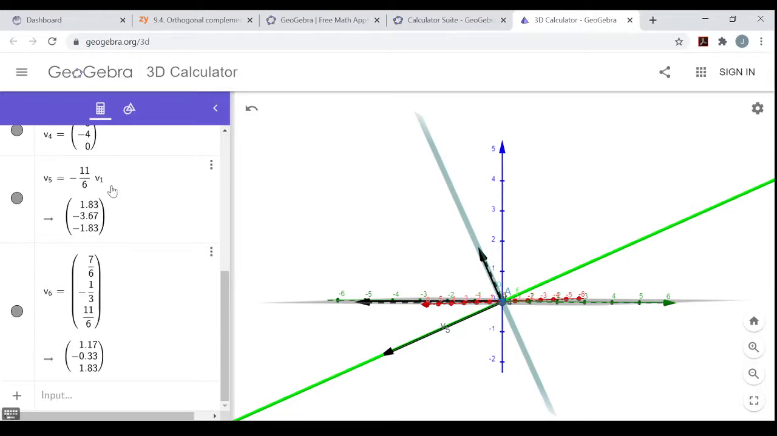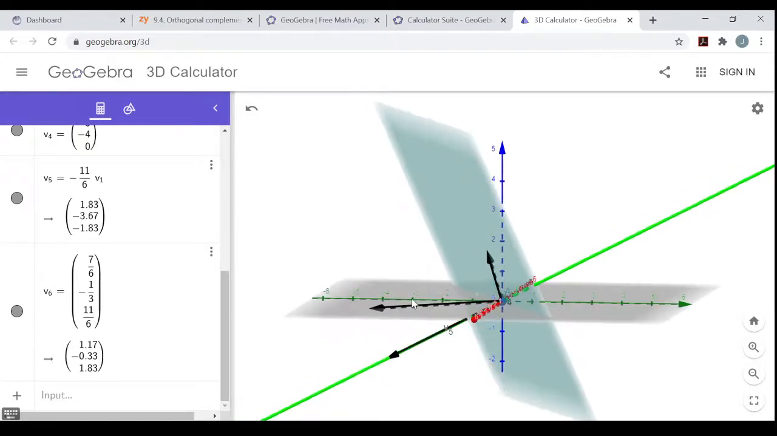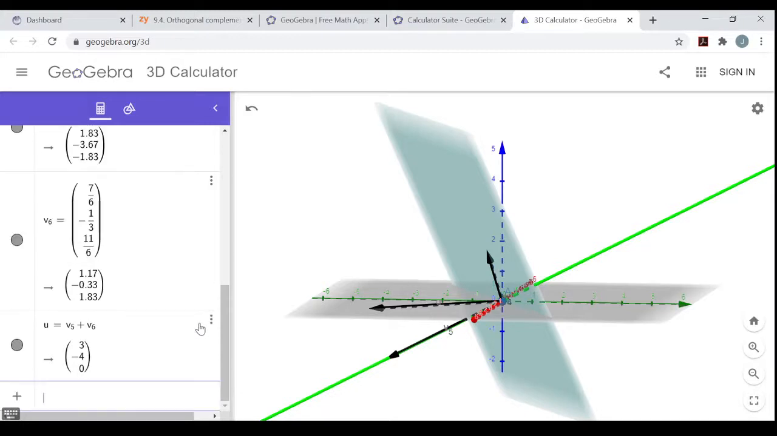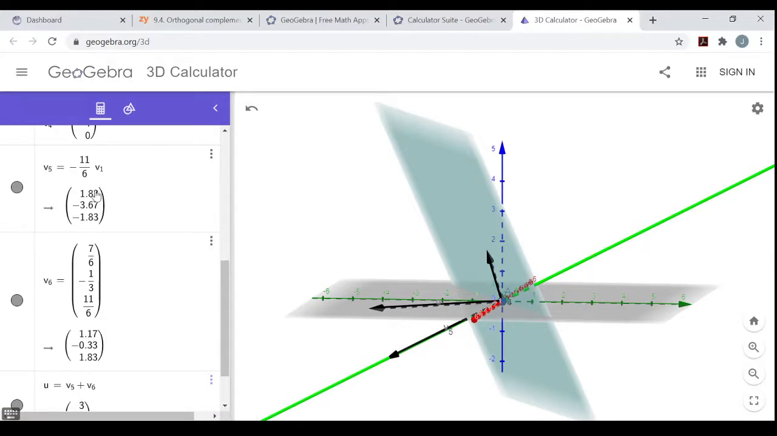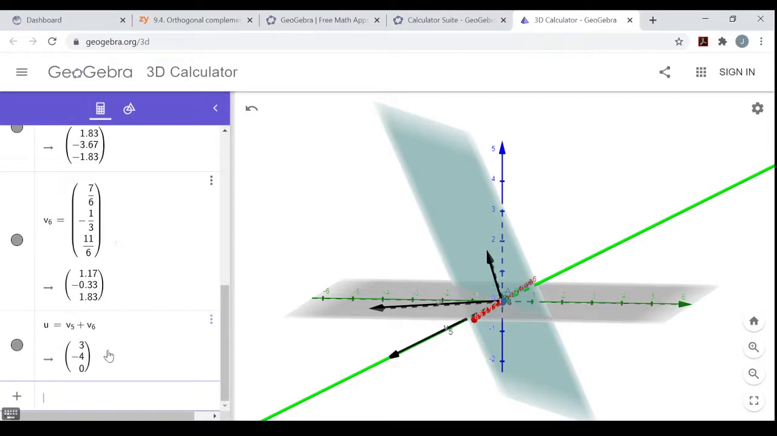And the vector, negative 11/6 times the vector negative 1, 2, 1, that's on the null space on the green line. And their sum, right, the sum of these two orthogonal vectors should be the vector 3, negative 4, 0. Let me show you that here. I'll just do v5 plus v6. Those are v5 plus v6. See how it's the vector 3, negative 4, 0, right? So the sum of these two vectors, the xn and the xr, the one from the null space and the row space, gives me that particular solution of 3, negative 4, 0.